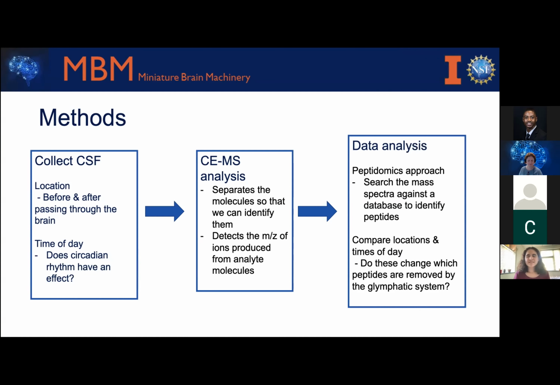Before it goes through the brain, it is first produced at the choroid plexus. So we are sampling from near there, and then the fluid actually passes through the brain, clearing waste molecules, and we are sampling from either a lymphatic vessel or sinus, where we can then compare the composition of the molecules in the fluid to see which ones were cleared.